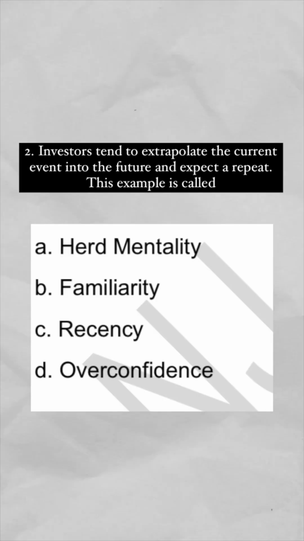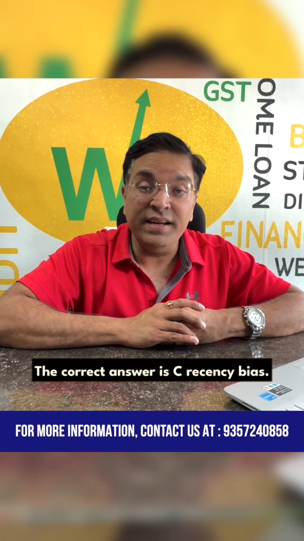Coming to the second question, investors tend to extrapolate the current events into the future and expect a repeat. This example is called A, herd mentality, B, familiarity, C, recency, and D, overconfidence. The correct answer is C, recency bias.